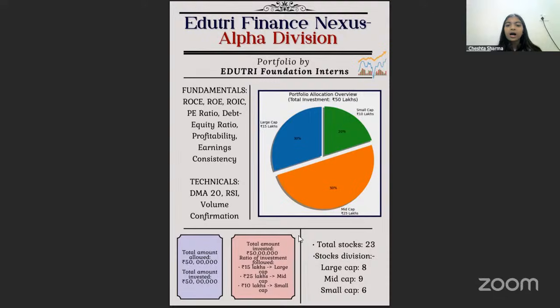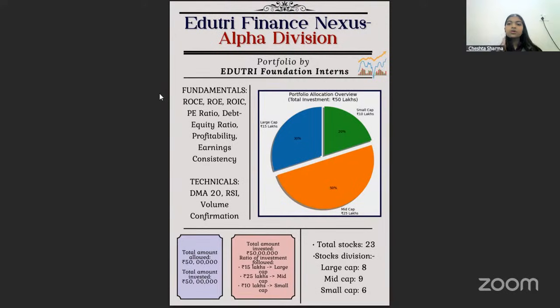And our division of funds for this is 15 lakhs for large cap companies, 25 lakhs for mid cap companies, and 10 lakhs for small cap companies. The factors which we took into consideration, we divided into two. Firstly, the fundamentals, which are ROCE, return on capital employed, ROE, return on equity, ROIC, return on invested capital, PE ratio, debt equity ratio, profitability, and earnings consistency.